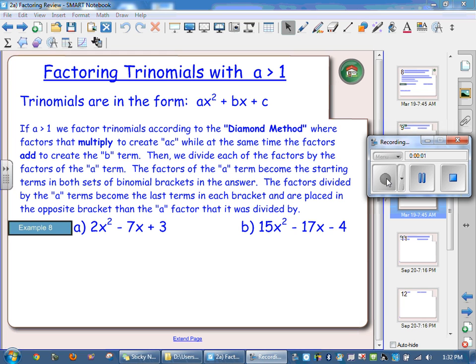2 of 2a factoring review. We're talking about trinomials where a is greater than 1. Now, the a number, we need to have factors of our a number. There's a couple different things we need to do here.